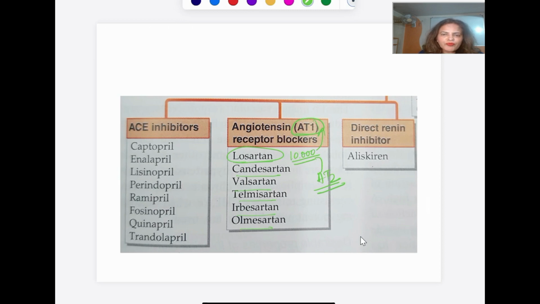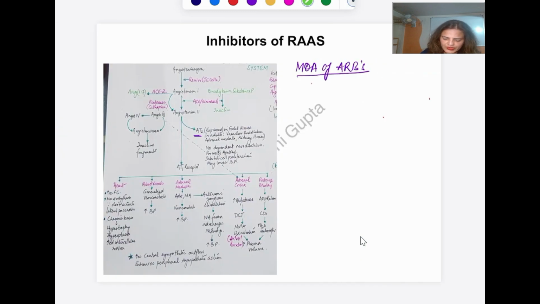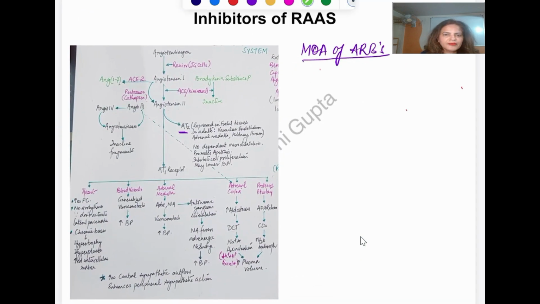So they are going to block this receptor, so what will happen? Angiotensin 2 won't be able to act on the AT1 receptor. What are the basic differences? You can see here the mechanism of action of ARBs. They are going to block the action of all this, the angiotensin AT1 receptor. By that it is going to have all the therapeutic uses, like we can use it as an antihypertensive.